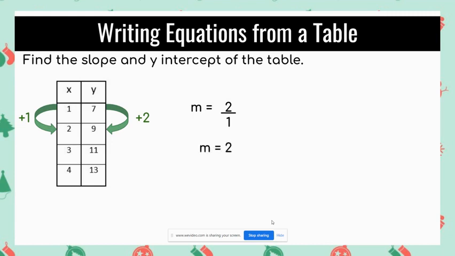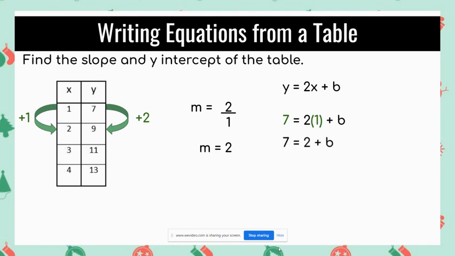Now to find the y-intercept, I need to plug into my equation, y = mx + b. So I plugged in 2 for m because that is our slope. And now to solve for the y-intercept, I need to pick a point from the graph or the table. And I'm going to choose 1 for the x value, 7 for the y value. Simply plug in and solve for b.